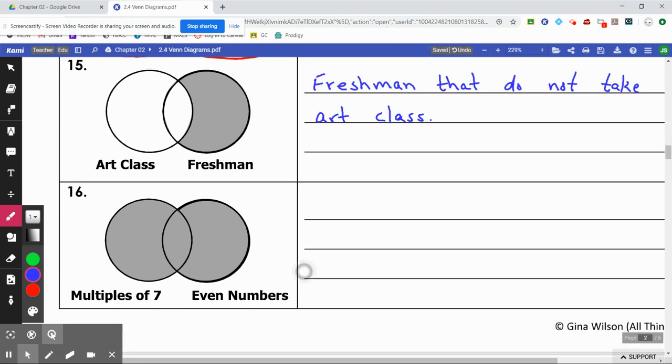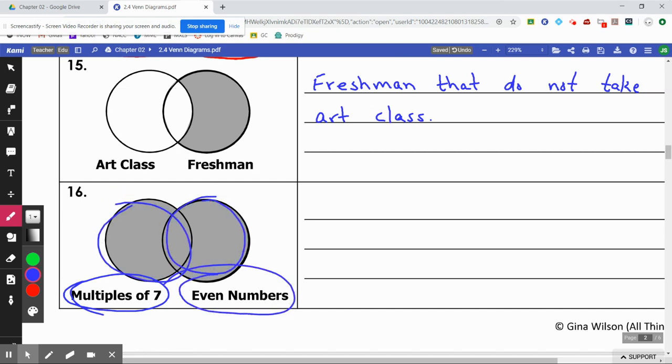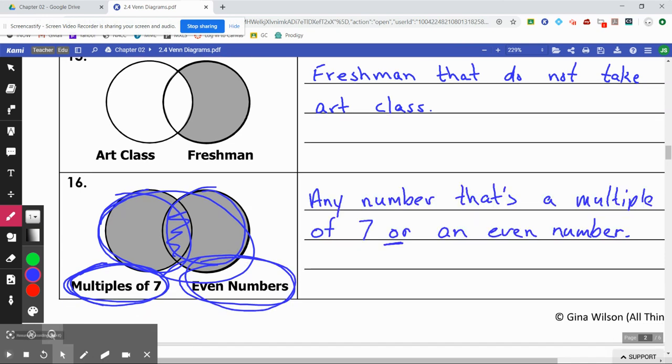Okay, the next one. Notice it's an or statement. It's anything in this circle or anything in this circle. Anytime you have a combination like that, this would be an or statement. These are all the numbers that are multiples of 7 in this one. These are all the numbers that are even numbers in this one. There is some overlap here, but we're talking about every number here. So this is any number that's a multiple of 7 or that's an even number. There you go. I underline that or again because it is any of these or it can be any of these.